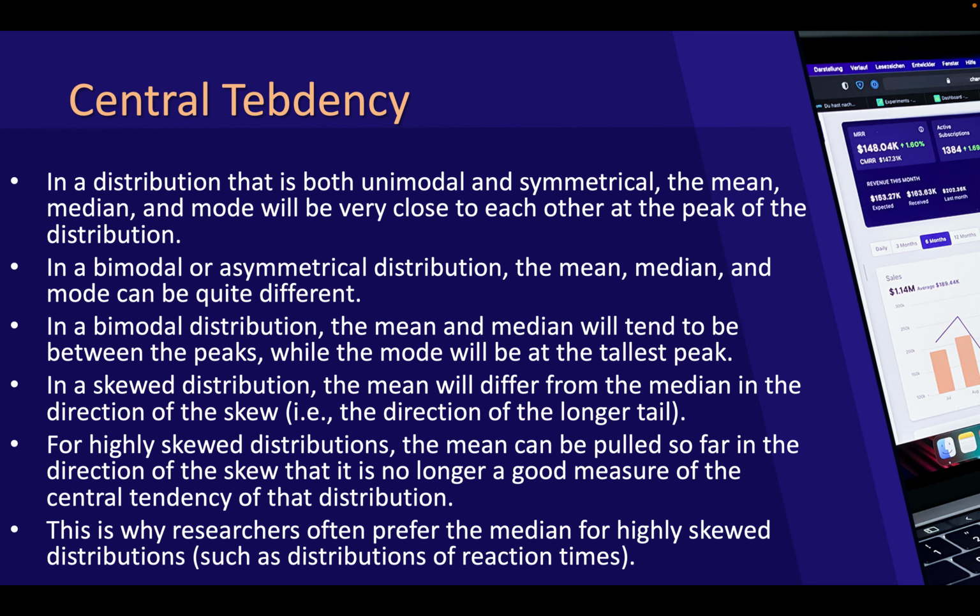In a bimodal distribution, the mean and the median will tend to be between the peaks, while the mode will be at the tallest peak.